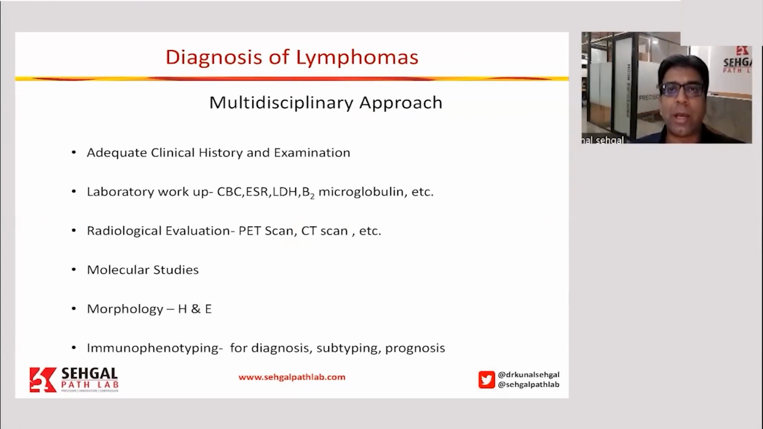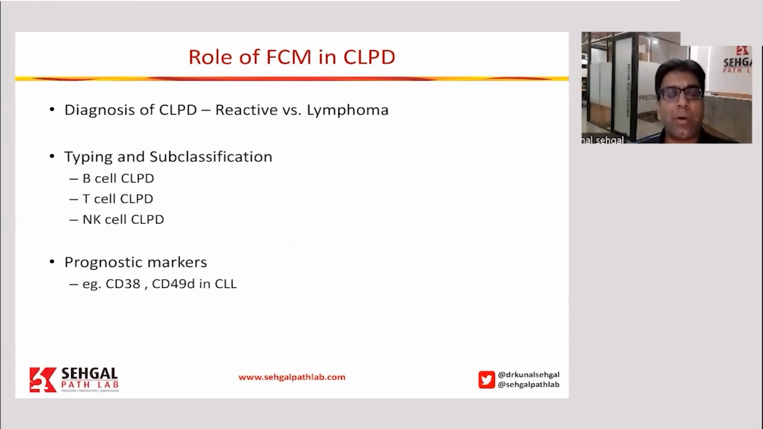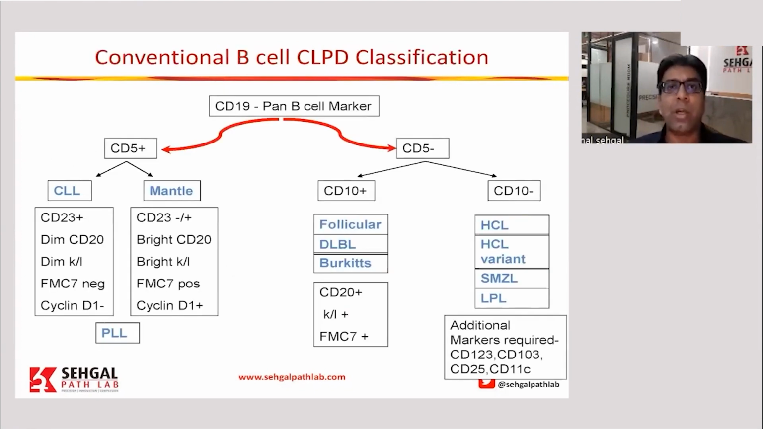Typically, the role of flow in lymphoma would be to diagnose a lymphoma versus a reactive lymphoid population. We need flow for typing and subclassification. For example, B cell CLPDs, T cell CLPDs, NK CLPDs, and within the B CLPDs, CLL, mantle or follicular, and so on, as we'll see. And within CLL, for example, we have prognostic markers like CD38 and CD49d, and we'll discuss that as we go ahead. For want of time, because it's a short talk, I have kept the focus on a case-based approach to B cell lymphoma classification.